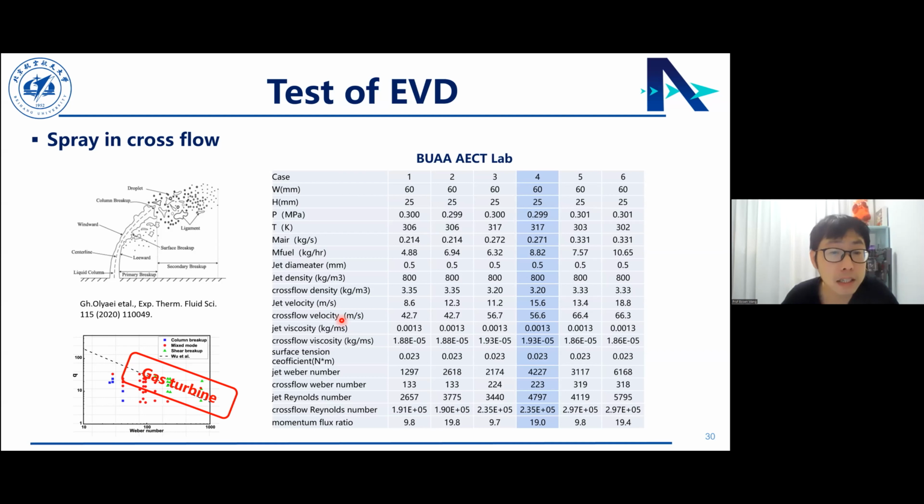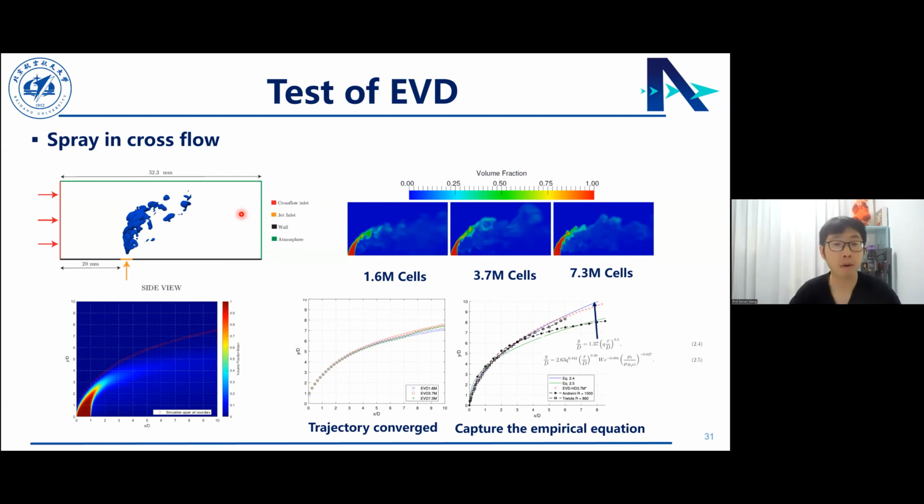This is our computational domain. The domain length is about 52.3 millimeters, with the upstream about 20 millimeters and the downstream 30 millimeters. We show this video of the breakup of the jets, and then we show the graphics of the instantaneous volume fraction field at three grids: 1.6 million cells, 3.7 million cells and 7.3 million cells.